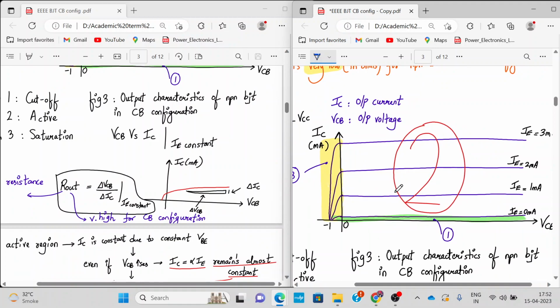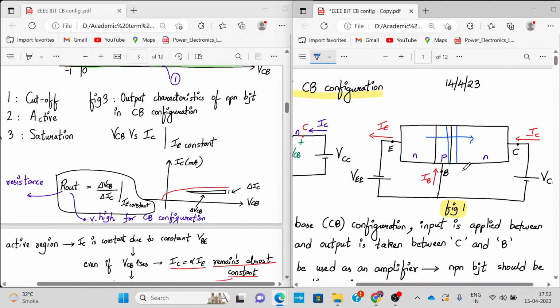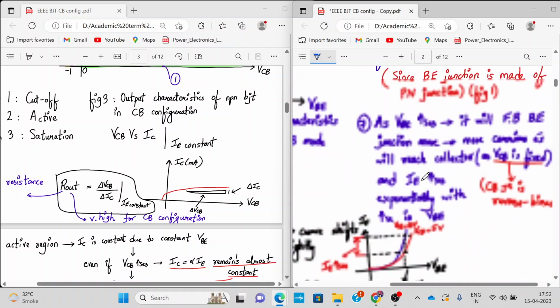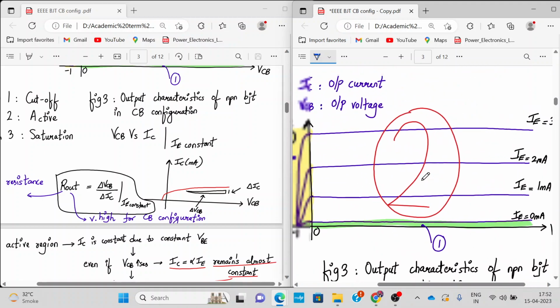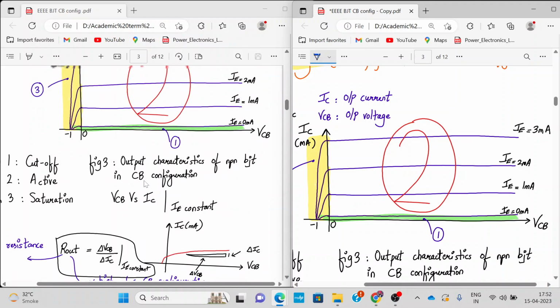So I'll keep the screen on this side and let me bring back this one now so that I can explain the operation at the same time. Yeah, all right. So let the screen be over here.